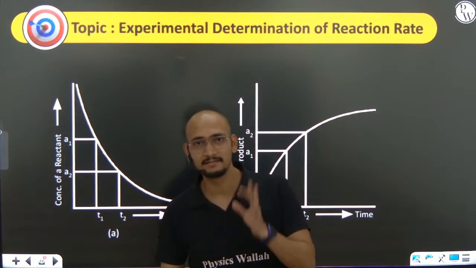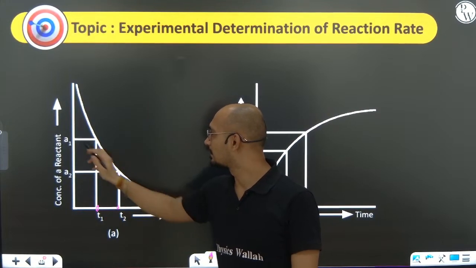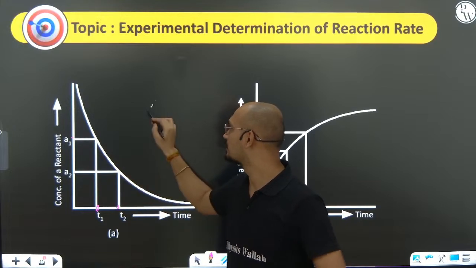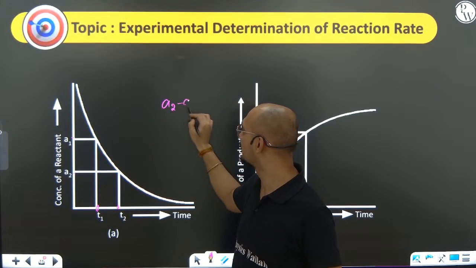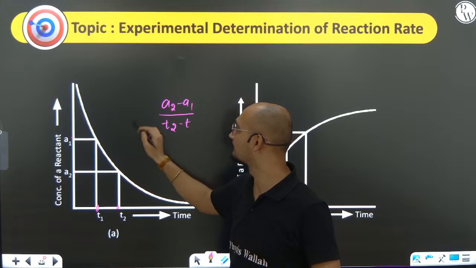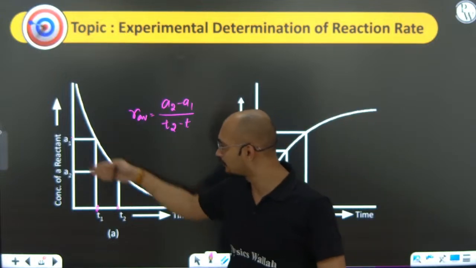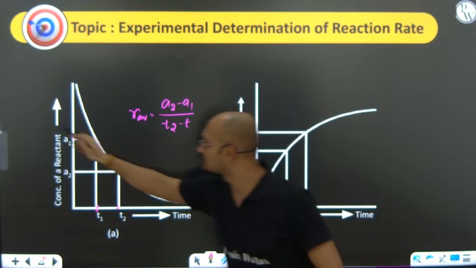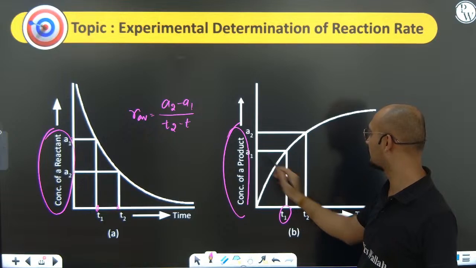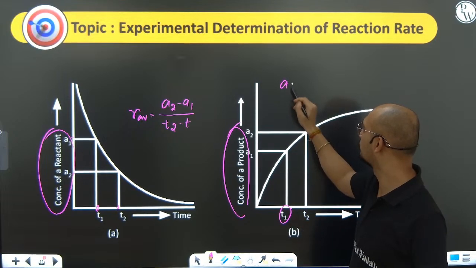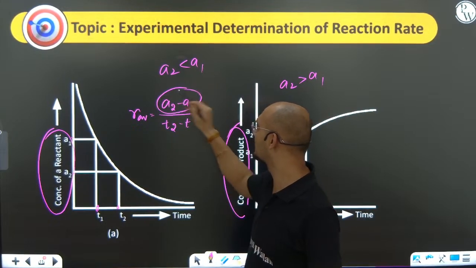What is the graphical analysis? The graphical analysis is very important. Let's see. Let's say that we are changing from T1 to T2. Here the concentration is changing from A1 to A2. So it will be A2 minus A1 divided by T2 minus T1. This is the average rate, R average. You can see that it is for a reactant, because it is decreasing with time. While if it is increasing with time, it is for a product. At time T1 it is A1, at time T2 it is A2. Here A2 was less than A1, so it will be a negative value.